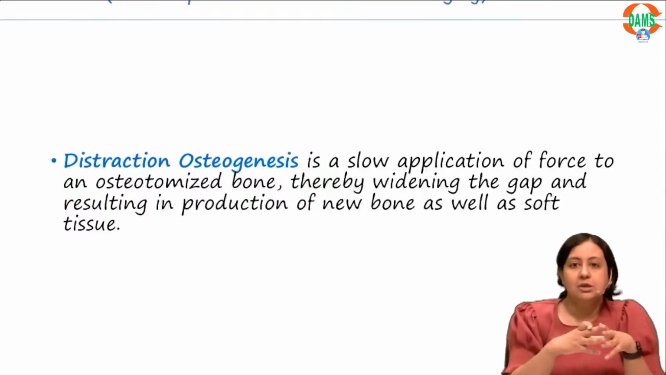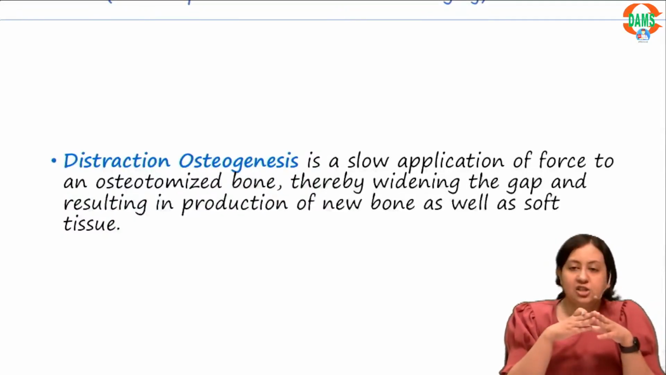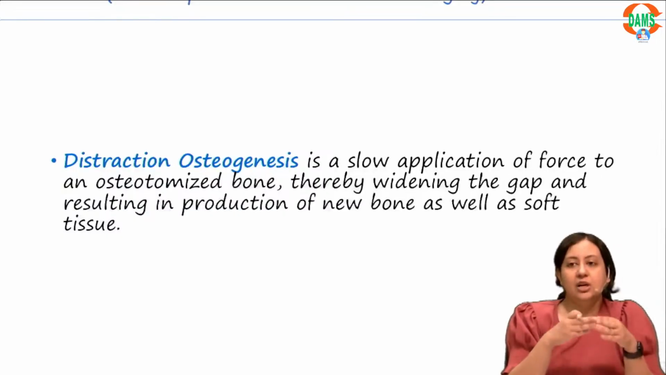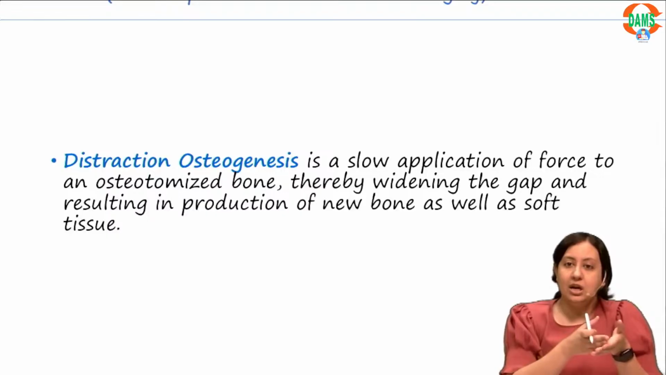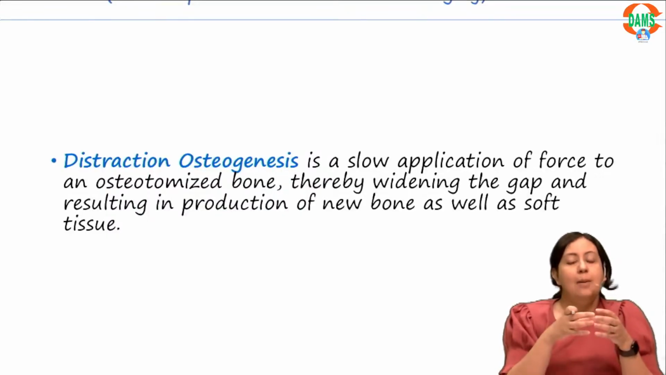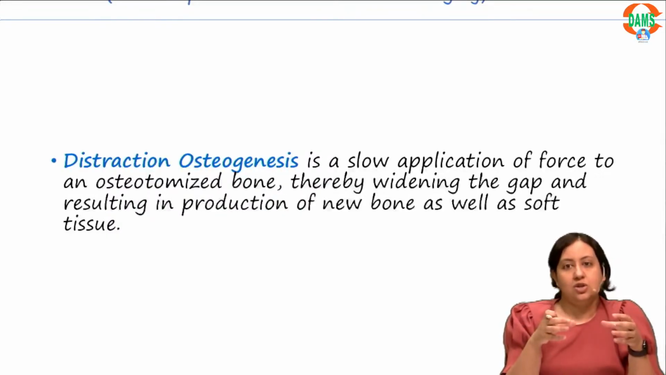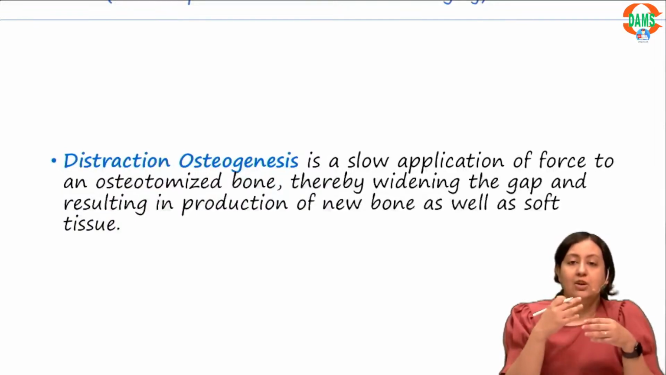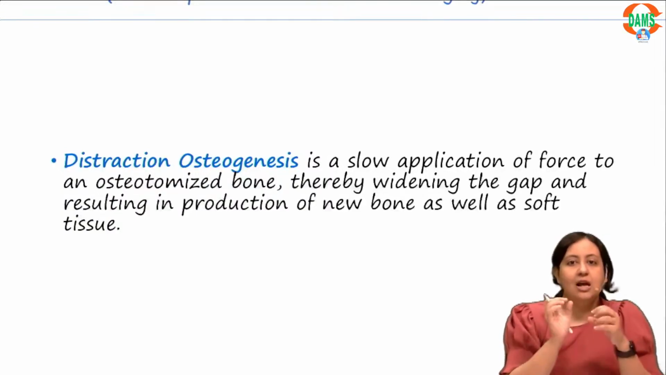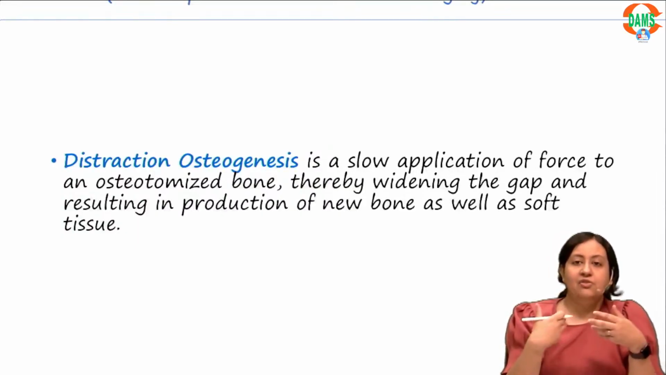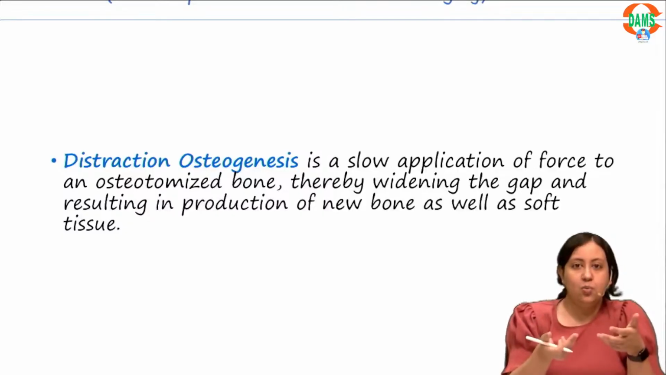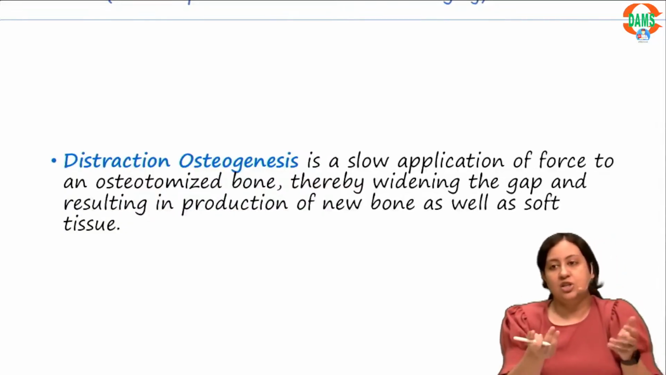So in more simpler terms, I'd like to tell you that intentional fracture of the bone by a surgeon or by a clinician is known as osteotomy. So in distraction osteogenesis, we are doing an osteotomy, applying a force across that osteotomy so that when you apply a force, a gap will be created, and in that gap you will facilitate formation of new bone as well as the soft tissue surrounding it.